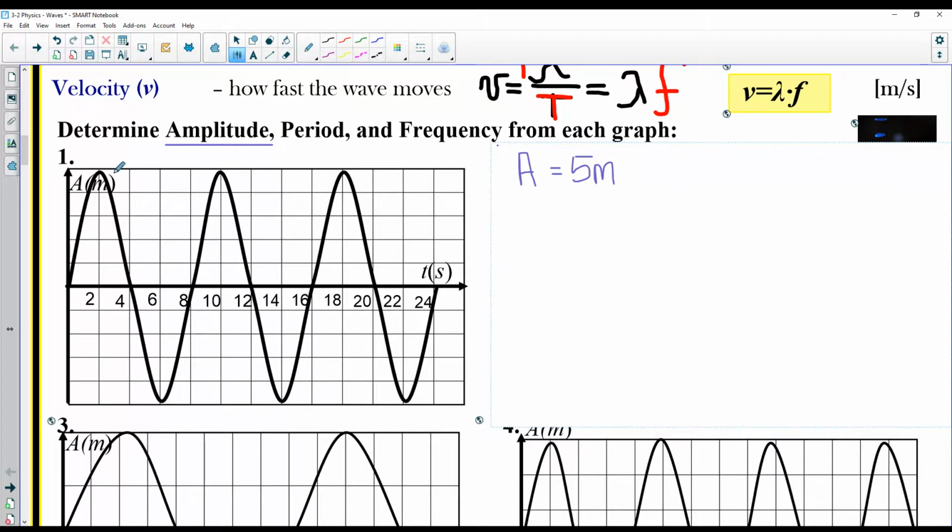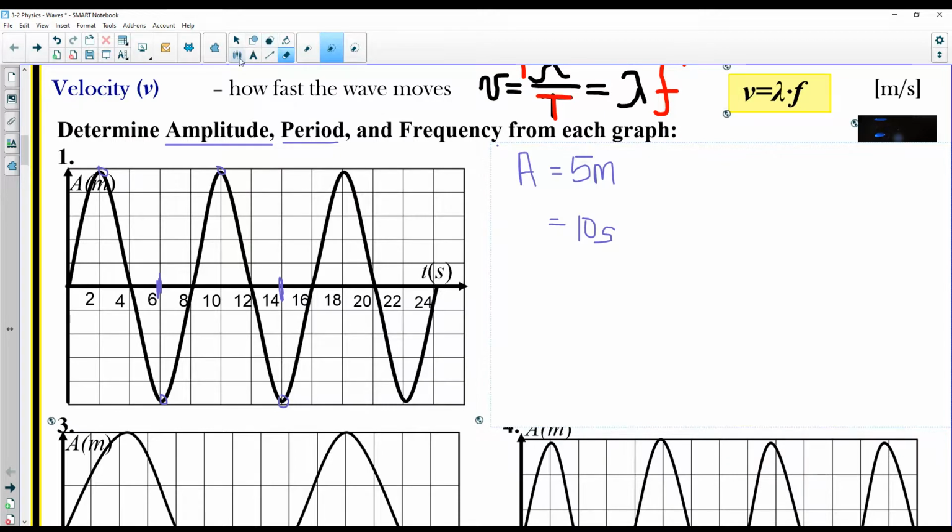Then I need to know what the period is. The period is from crest to crest, or from trough to trough. So if this one is 6 seconds and this one is 15 seconds, then my period is 9 seconds? Let me see. 10 seconds, yes. 2, 4, 6, 8, 10. My period is 10 seconds, and I should choose for period the correct letter.